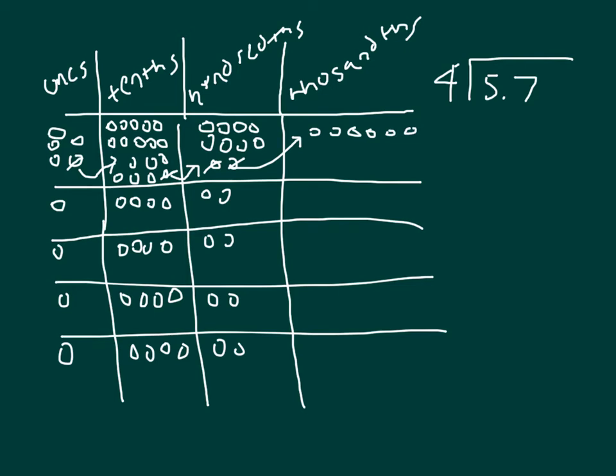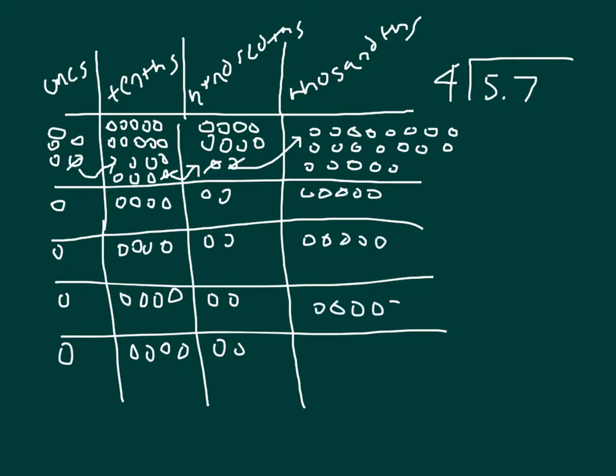1, 2, 3, 4, 5, 6, 7, 8, 9, 10, 11, 12, 13, 14, 15, 16, 17, 18, 19, and 20. And 20 divided by 4 is 5 in each group. Taking a look at one of these groups, that's my answer, 1, 4, 2, 5. Or I have that answer as 1.425.